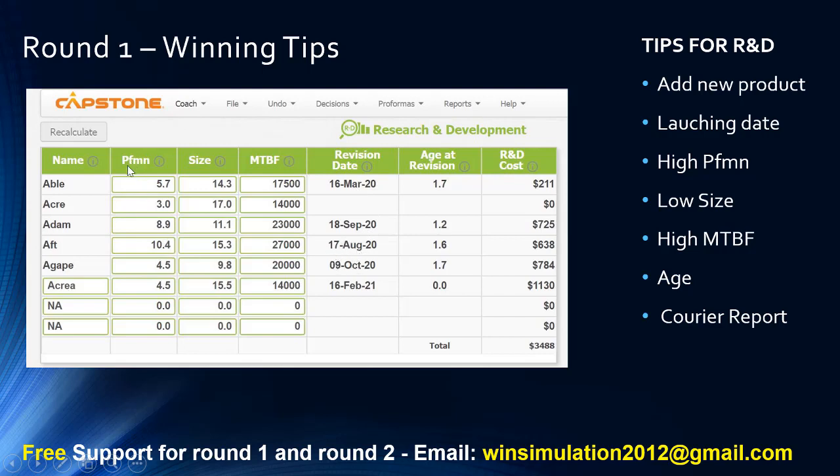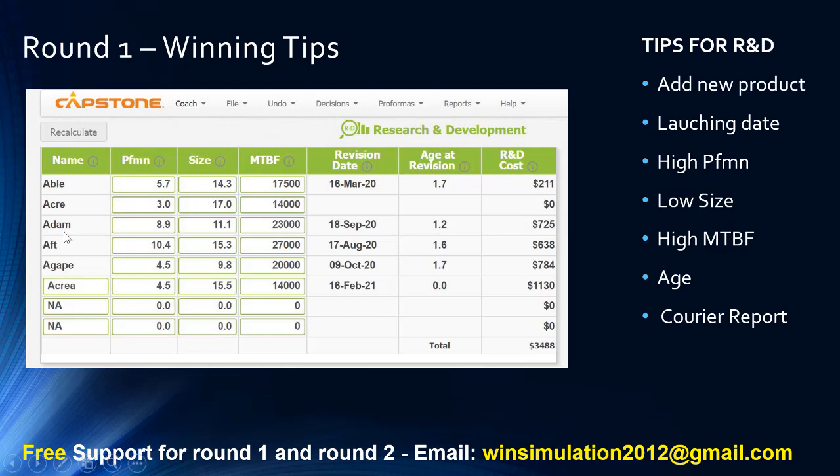So again, you need to increase performance and reduce size based on the Capstone report. We check the reports for the 5 segments, and also keep track of the revision date, or launching date, of the new product. It's important to add a new product. Here we have 3 slots to add 3 new products in R&D. New products can bring very good sales and good profit, double the sales, double the profit.